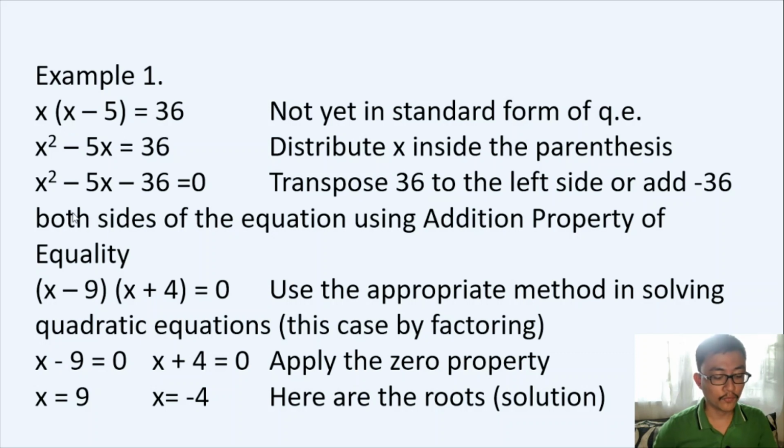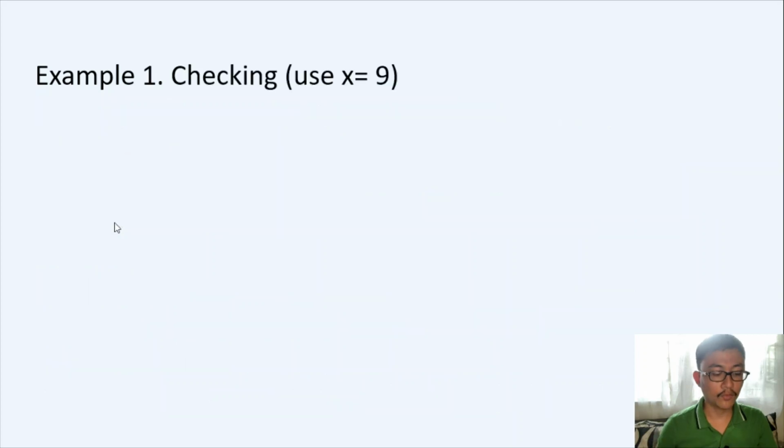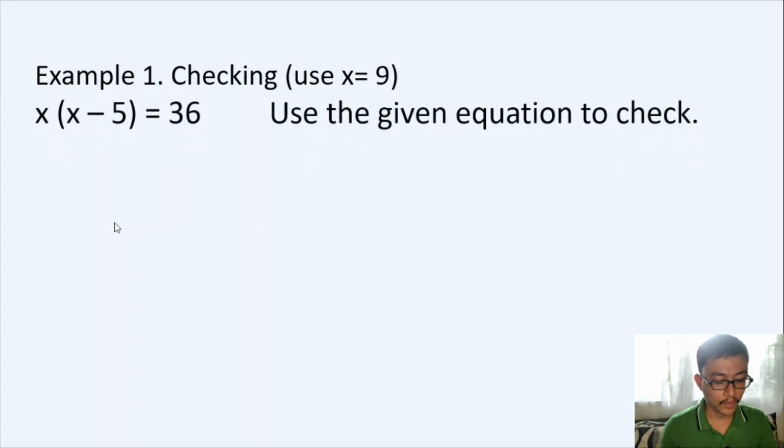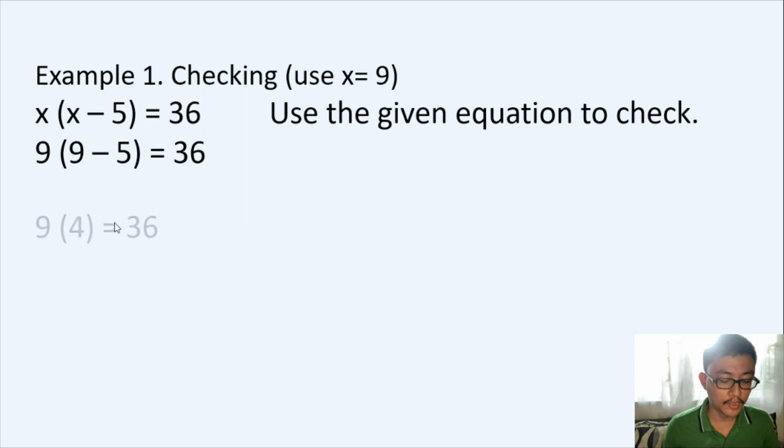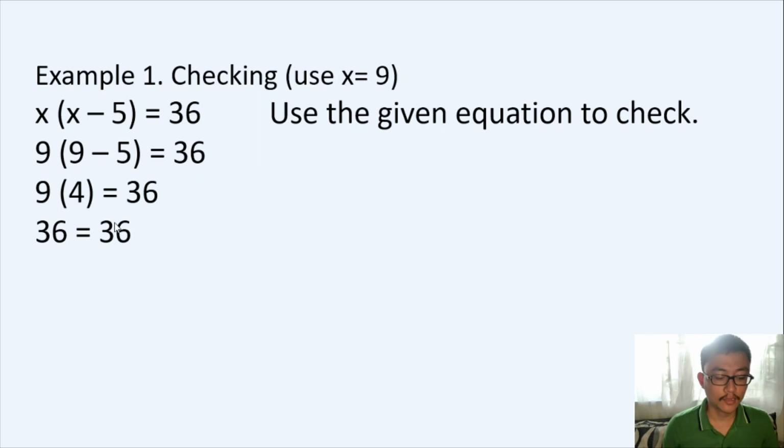Then we just solve for the roots. Then, you can check by using one of the roots. In this case, ang gamitin natin is x equals 9. So, using the given equation to check, x times the quantity x minus 5 equals 36. So, palitan lang natin lahat ng variable x ng 9. So, 9 times the quantity 9 minus 5 equals 36. 9 times 4 equals 36. So, 36 equals 36. So, magiging tama rin yun dun sa isa pang root kanina.